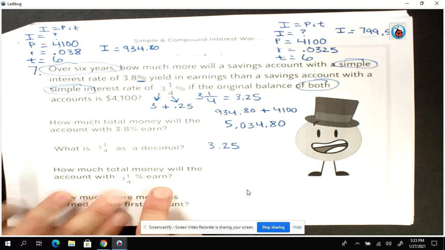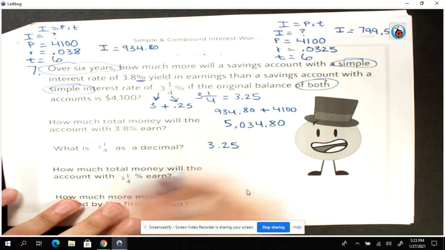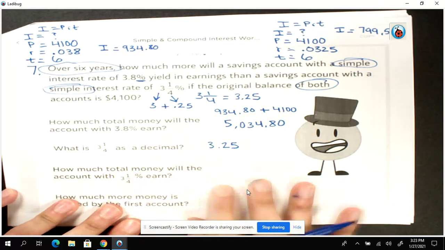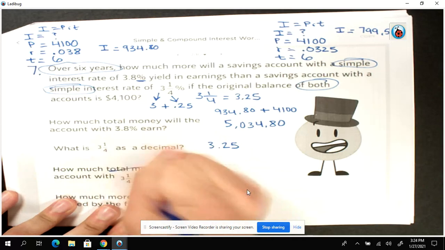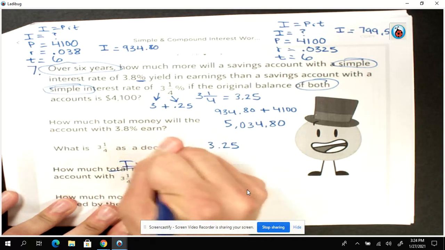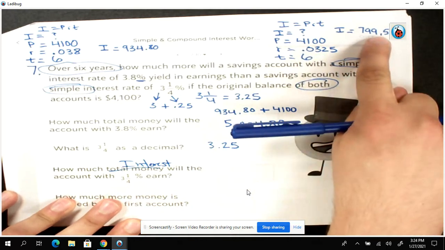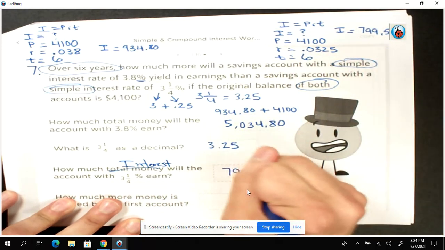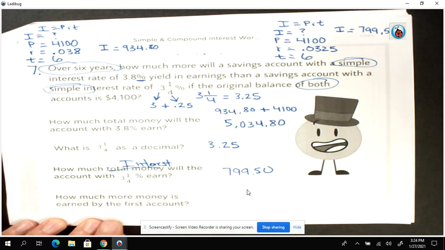I think this one will probably throw you off. I haven't changed this paper yet, but on Classkick it should say what is the interest. So we're looking for the interest. The interest for 3 1/4, which is right here, we got $799.50. So $799.50.